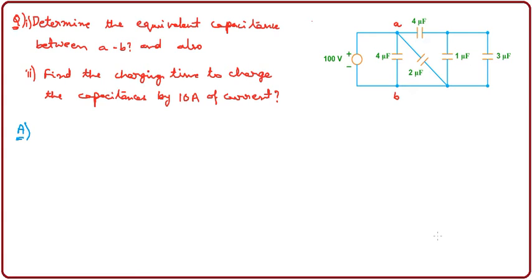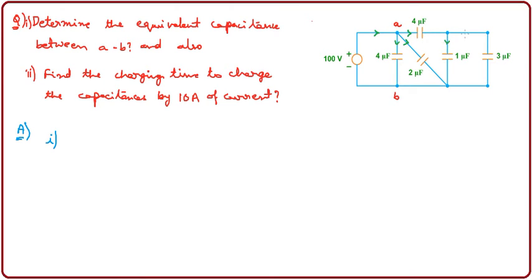So here a circuit diagram has been given to us. It has a 100-volt DC supply and the capacitors are connected in this way. First our job is to find the equivalent capacitance between A and B. To find this, I need to first see the current flow. The current always flows from positive to negative. It is flowing like this, and it is divided into three parts.